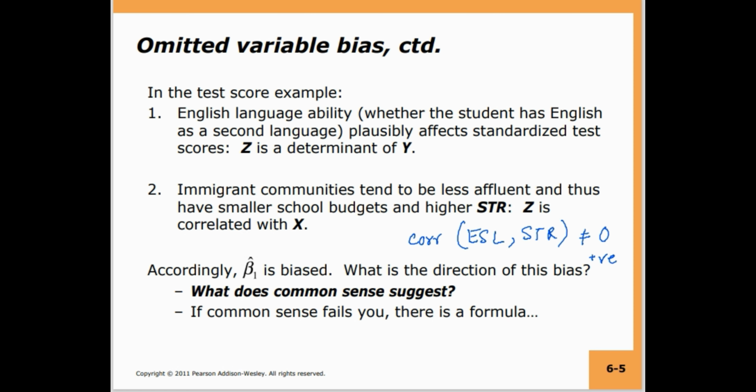So since both of these conditions are met, beta 1 hat may be biased. Okay, so what does your common sense say? Could beta 1 hat be biased? You can think about that a bit. So what is beta 1 hat? Beta 1 hat is the estimated effect of having small class sizes on the standardized test scores of that school.